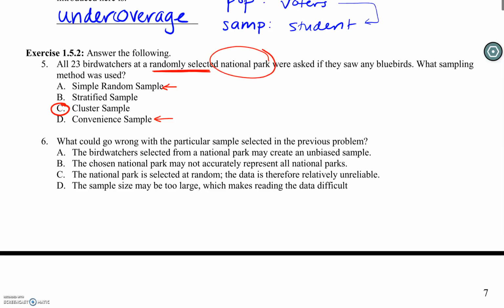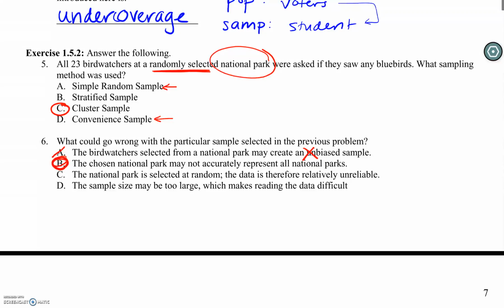So there we go. Question 6, what could go wrong with this? I like this question because it kind of shows how my wrong answers sometimes look. A, this bird watcher selected from the national park may create an unbiased sample. Our problem there is the un. Two letters make this incorrect. B, the chosen national park may not accurately represent all national parks. This is our correct statement, right?